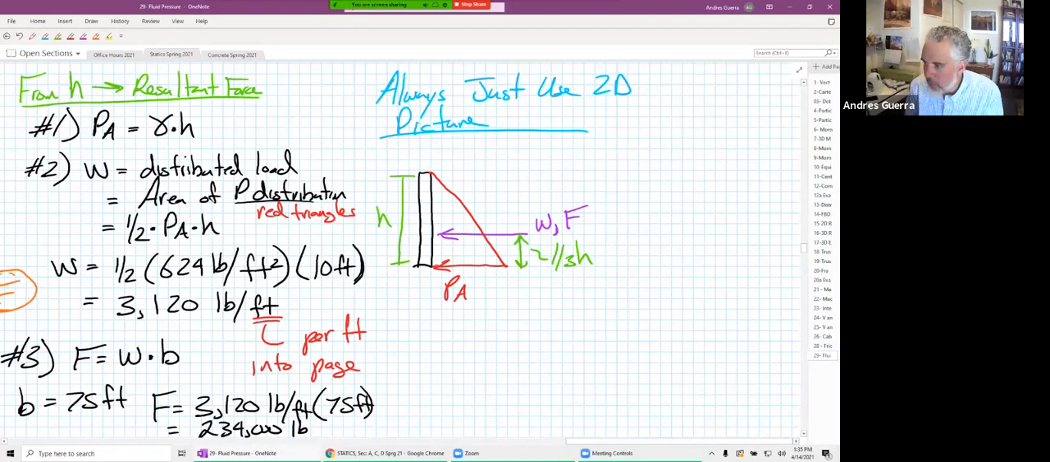All right, so we really don't need to draw that 3-dimensional view. Nothing is changing into the page for us. I can add some more arrows on our pressure distribution right there.